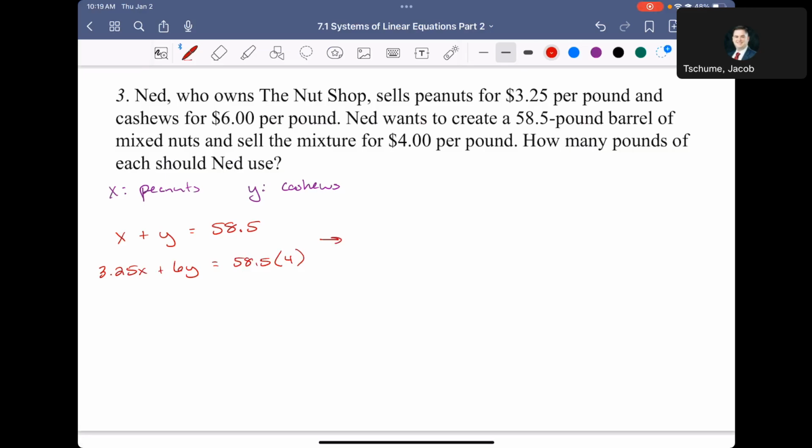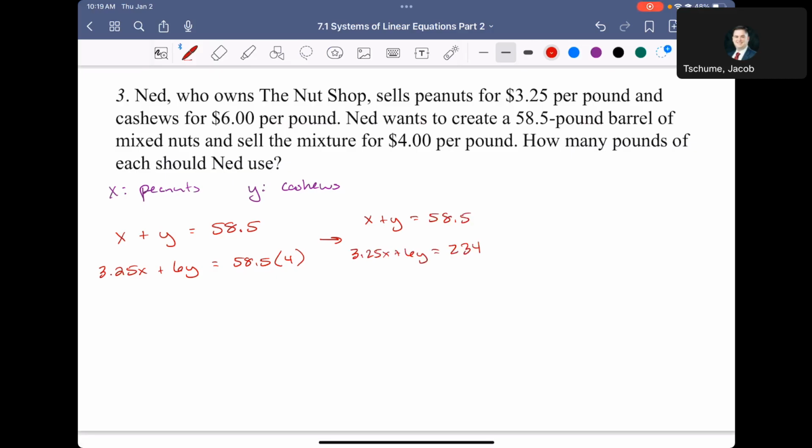Now, when I do this, this is going to end up becoming X plus Y equals 58.5, and then 3.25X plus 6Y. And once again, just get your calculator out if you need to. That's what I'm doing. 58.5 times 4 is going to be 234.